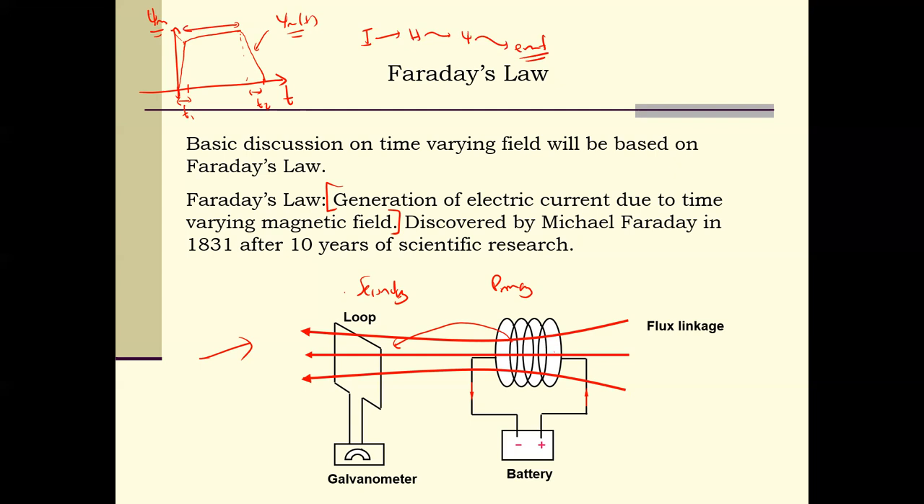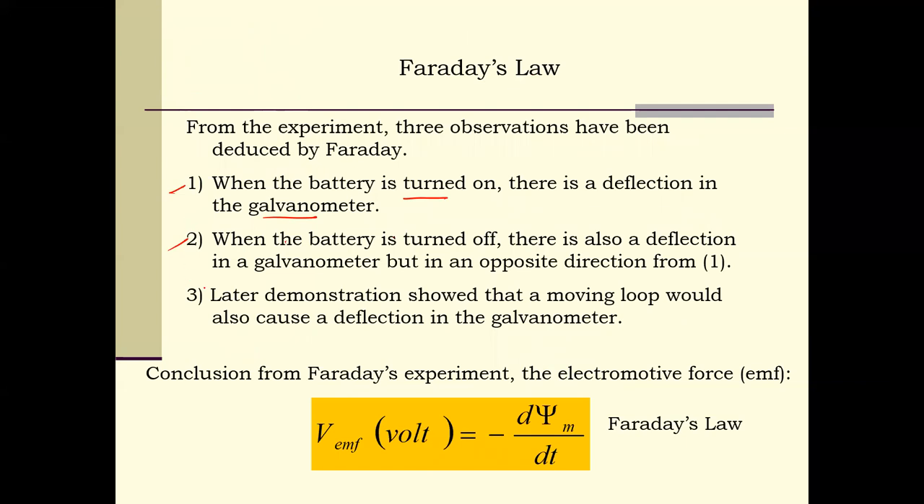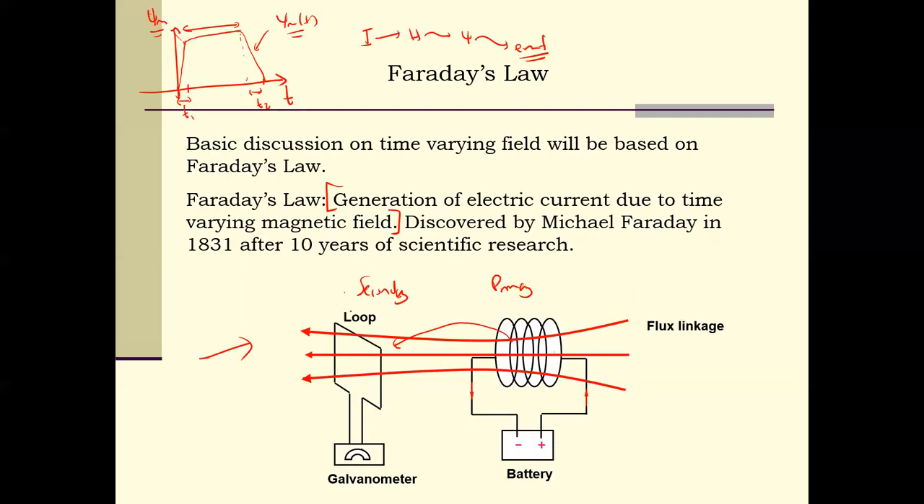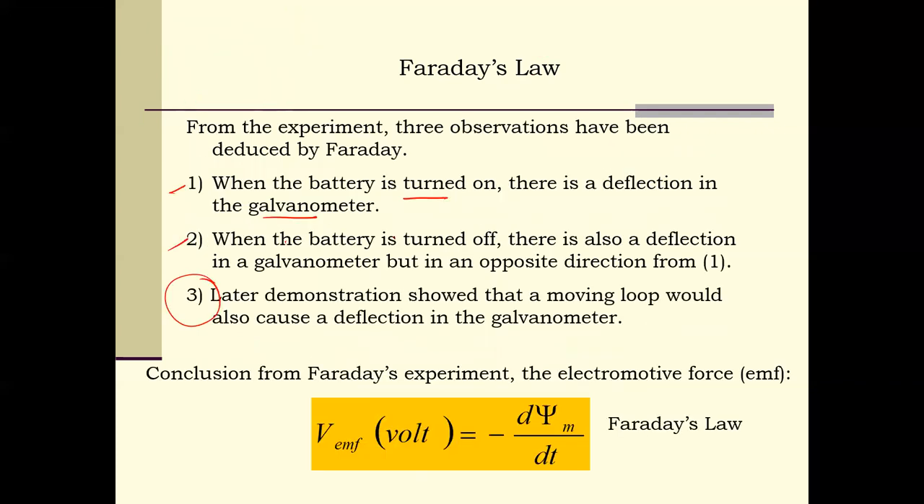So this is the concept of Faraday's law, which is related to the first and second observations. For the third observation, he showed that the moving loop will cause the galvanometer to deflect, which means that when this loop is moved in and out of the primary windings or primary circuit, the galvanometer will be deflected. These are the findings made by Mr. Michael Faraday. Based on these observations, he formulated the equation of electromotive force, the EMF, which states that EMF in volts is written as negative d psi m over dt, in which, for this equation to be valid, psi m, the magnetic flux, must be a time-varying flux. Otherwise, the differentiation will give a zero. So psi m must be time-varying.